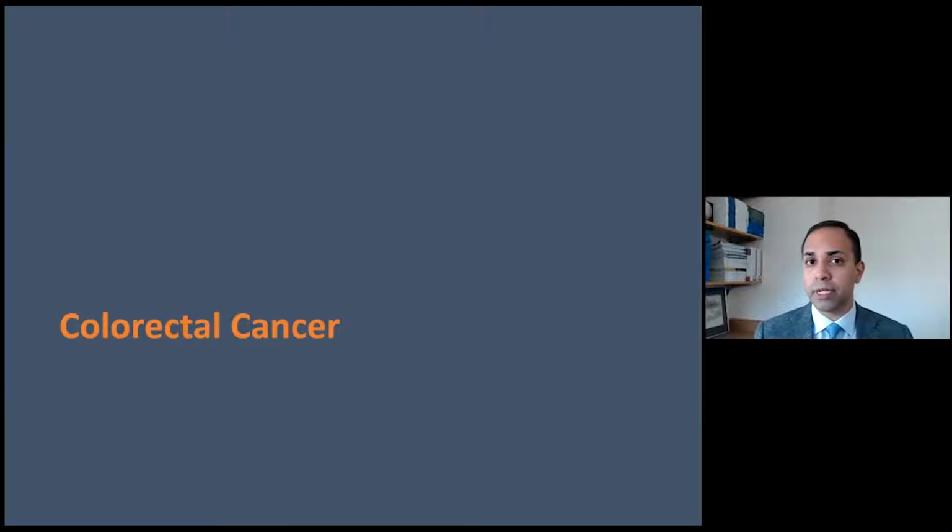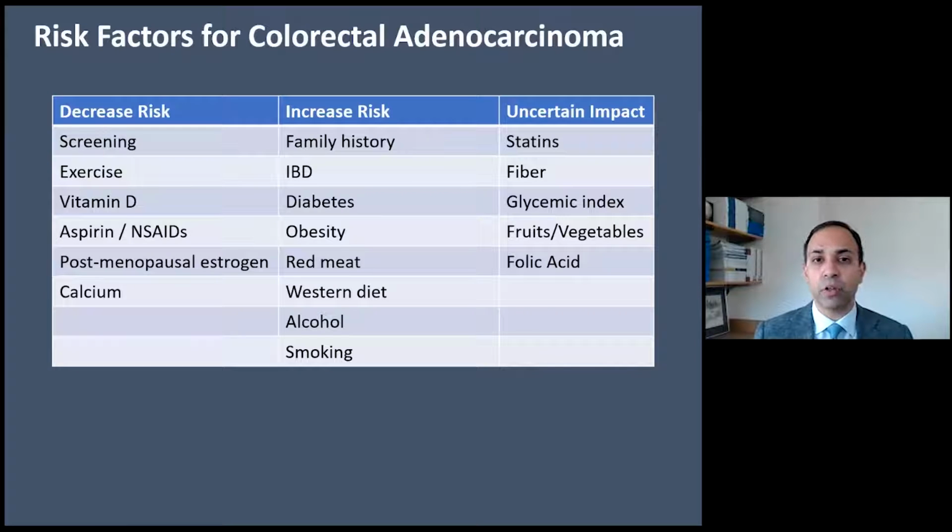Colorectal cancer, as noted, is the most common of the gastrointestinal cancers in the United States. The epidemiology of colorectal cancer has been somewhat better studied than other GI malignancies, and a number of factors have been identified that both increase and decrease the risk of developing colorectal cancer. A number of other factors are currently being studied for which the impact is still uncertain.